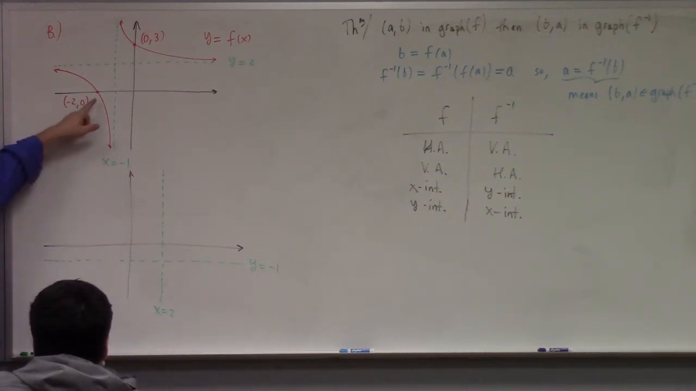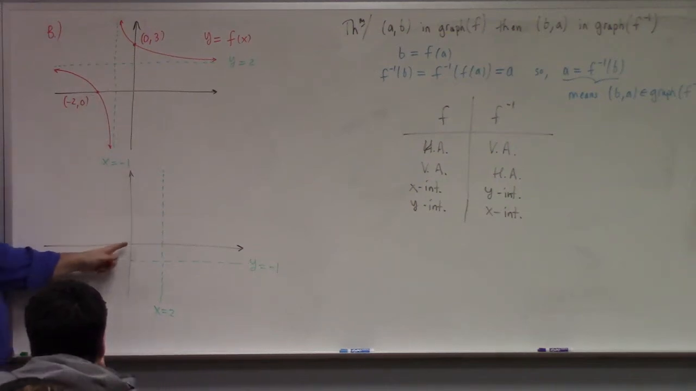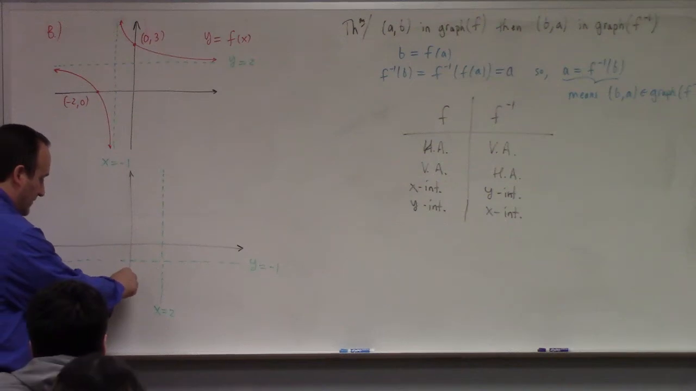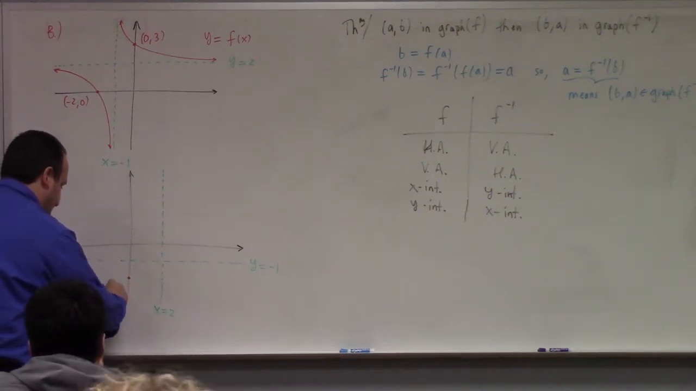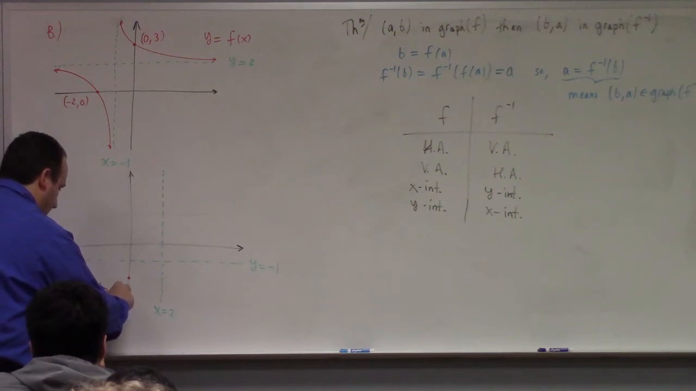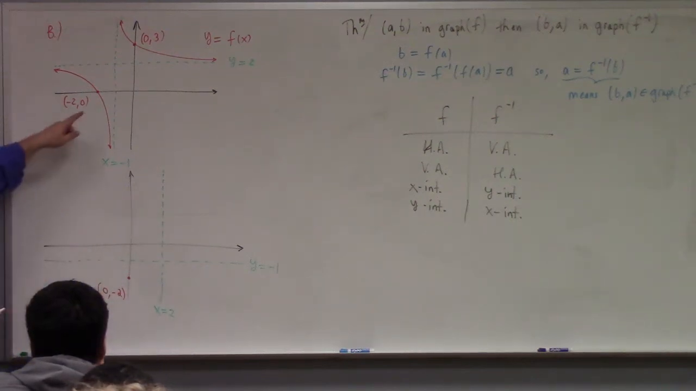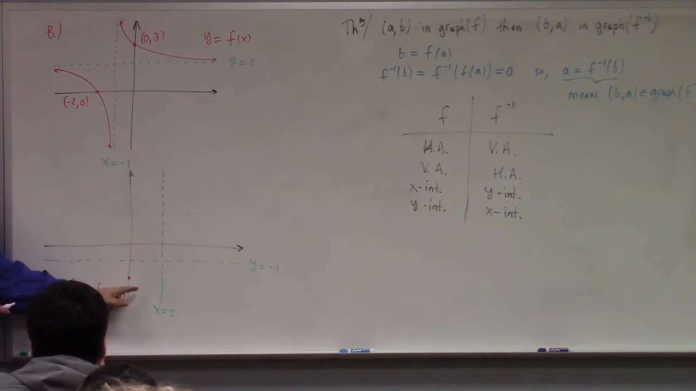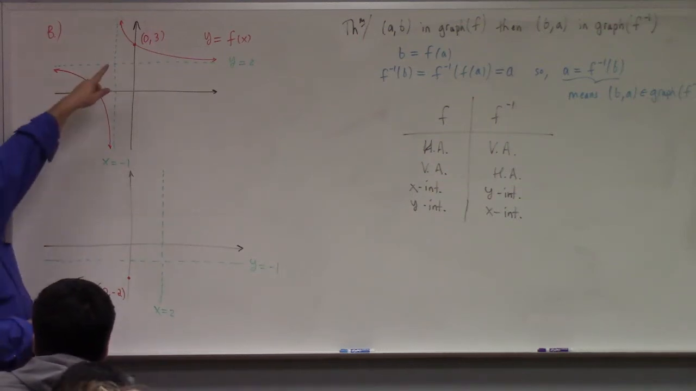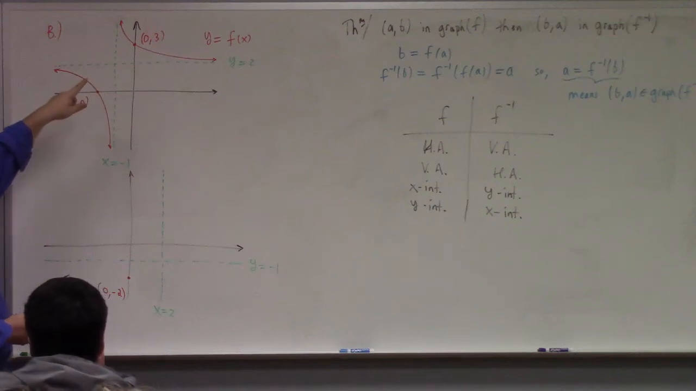And then, well, I can follow my points, right? I've got this point -2, 0, so it becomes 0, -2. 0, -2 is like here, right? What was an x-intercept has now become a y-intercept. And I also have the point 0, 3. That was a y-intercept. It becomes an x-intercept of 3, 0.